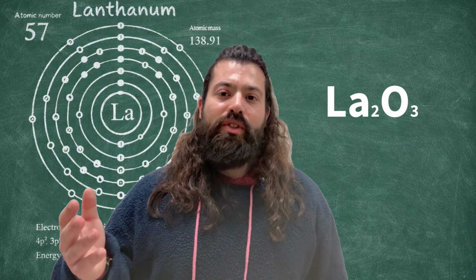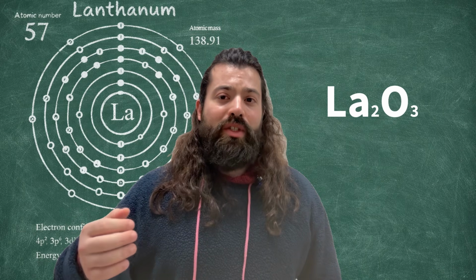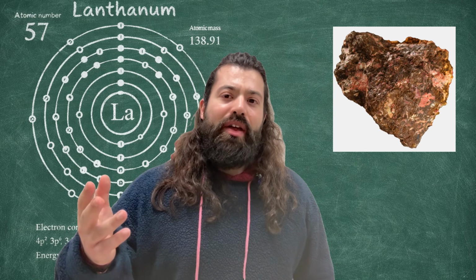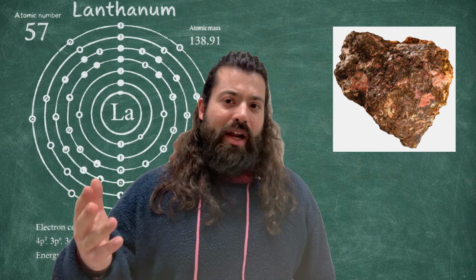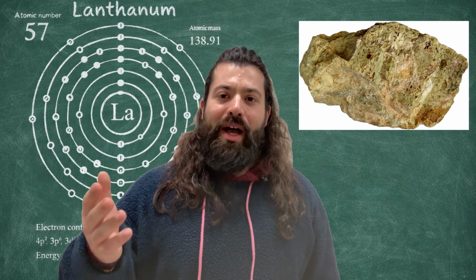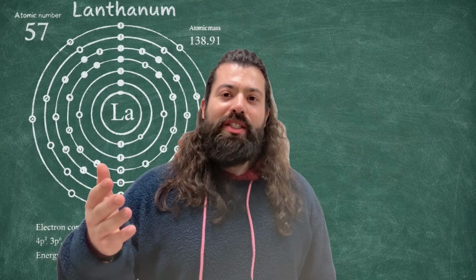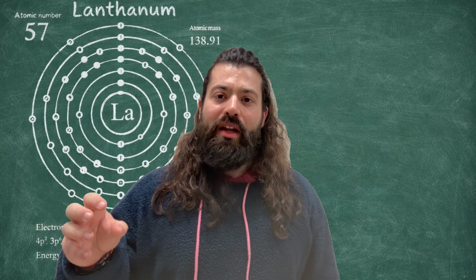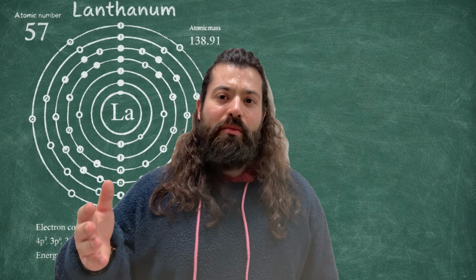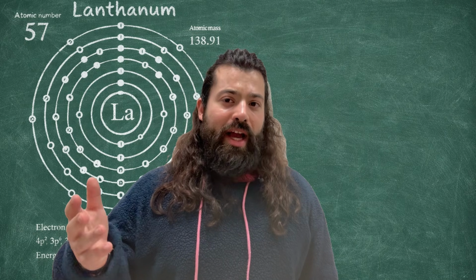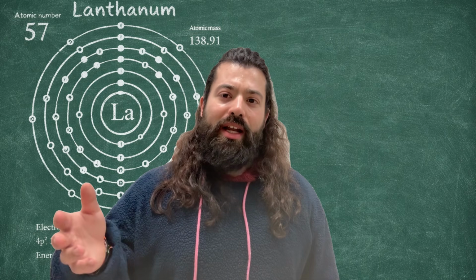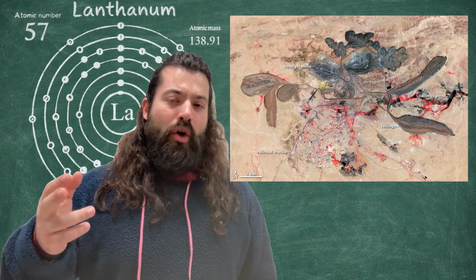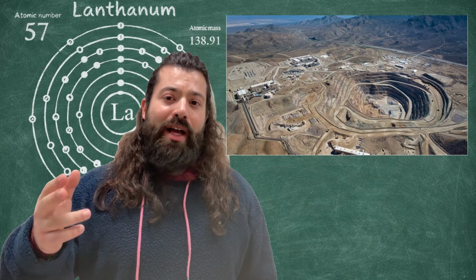In industry, it's mostly used as lanthanum oxide, which has this chemical formula, and it appears as a white powder. Lanthanum is usually found in rare earth minerals, mainly in minerals called bastnasite and monazite. As we said in a previous video, these rare earth elements are all mixed together in the mineral. The largest reserves of lanthanum around the globe can be found in China, United States, Australia, and Russia. Major mines include Bayan Obo in China and Mountain Pass in California.